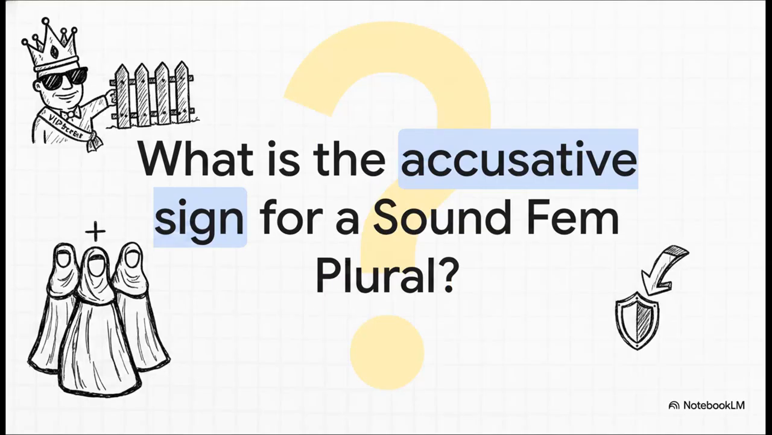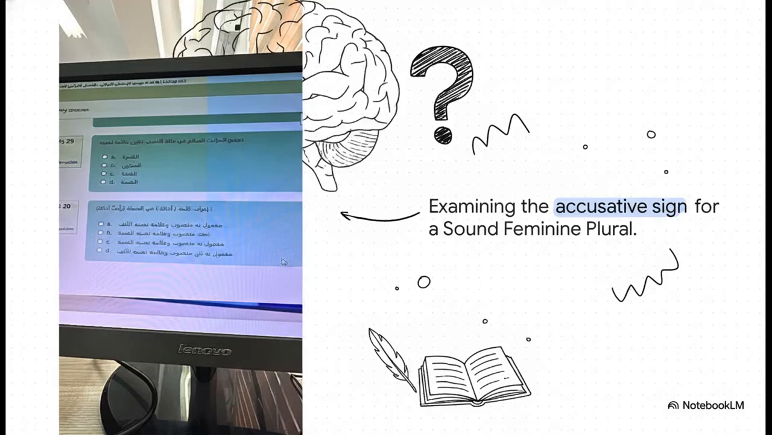Now, let's test your memory on the biggest trap we discussed back in Section 3. The VIP rule breakers. When you have a sound feminine plural acting as a direct object, what sign does it take? And here it is in a real test environment. The exam asks, the sound feminine plural in the state of accusative takes the sign of what? The options are kasra, sukun, fatha, or damma. Your brain desperately wants to pick fatha, right? Because that's the default accusative sign for almost everything else. But because you know this specific exception, you know the correct answer selected here is kasra.